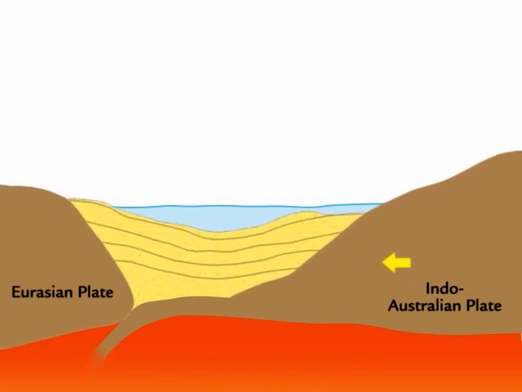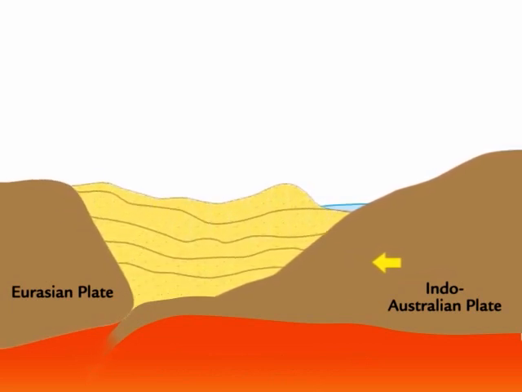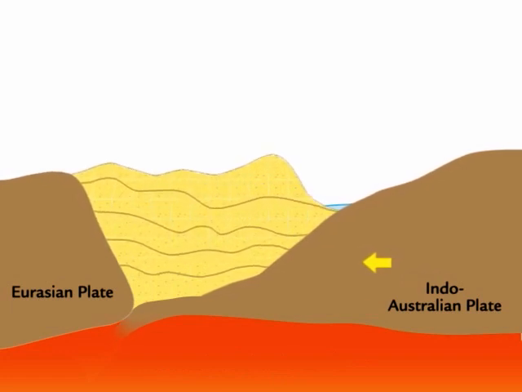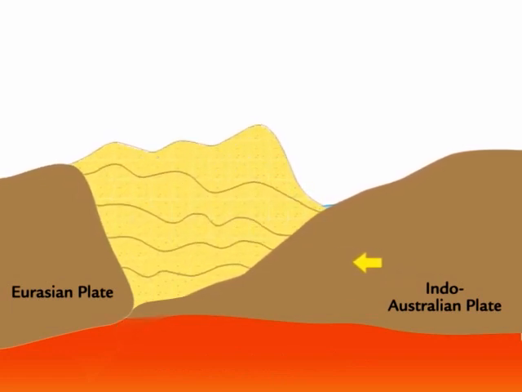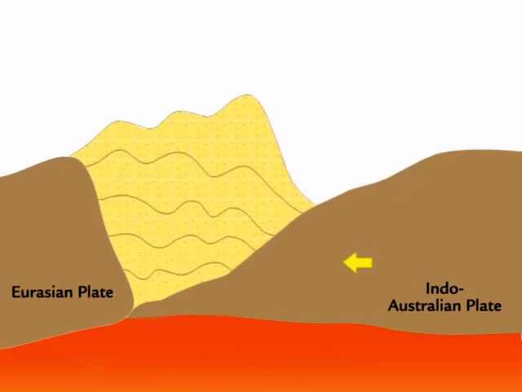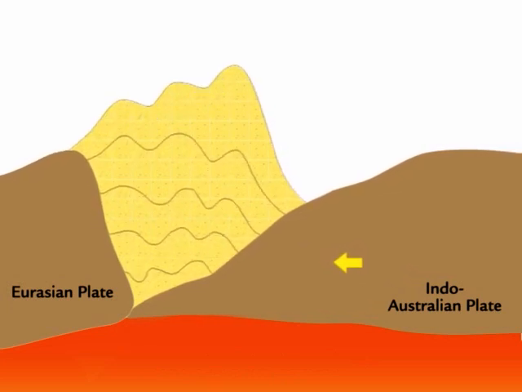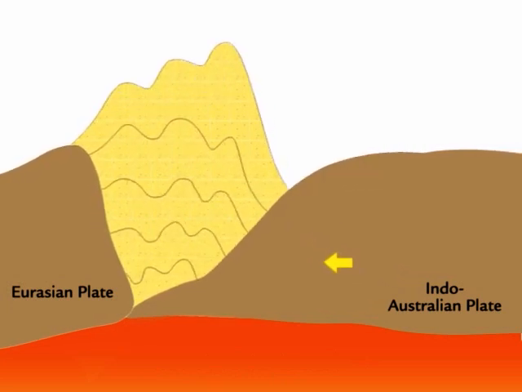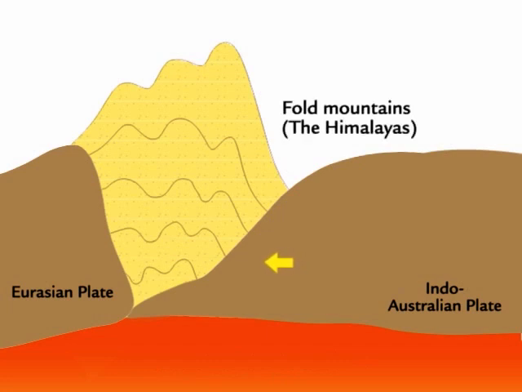Over time, the two plates got closer. The water between the plates was squeezed away. As the continental crust of both plates was thick and light, neither of them could subduct. The compressional force from the north-moving Indo-Australian plate folded up the sedimentary rock between the two plates, forming the fold mountains which we call the Himalayas.